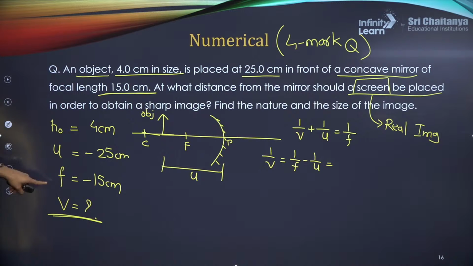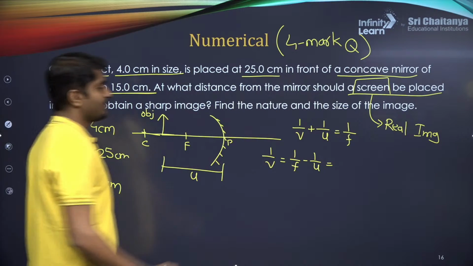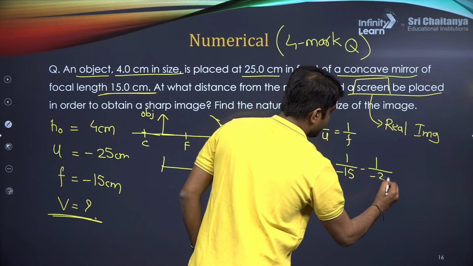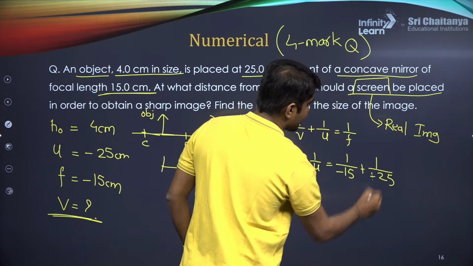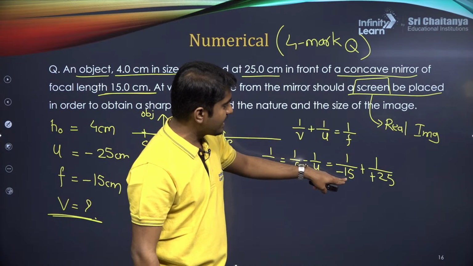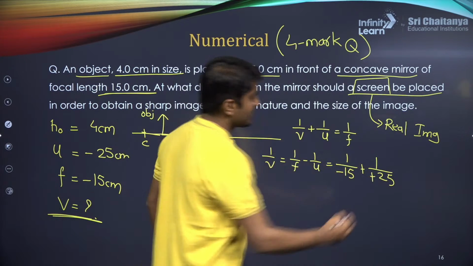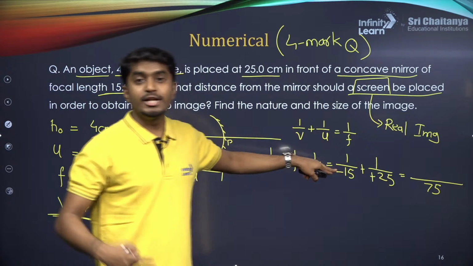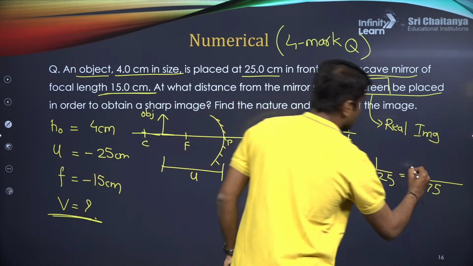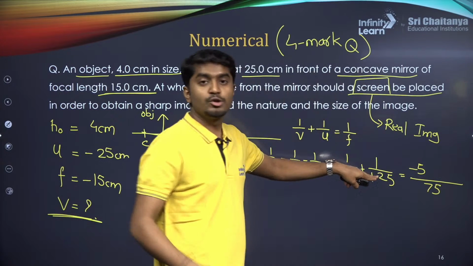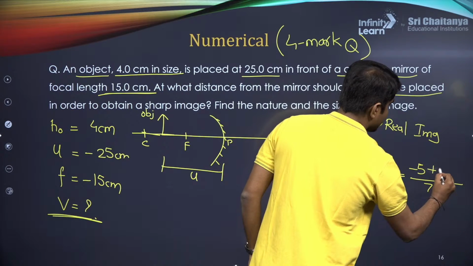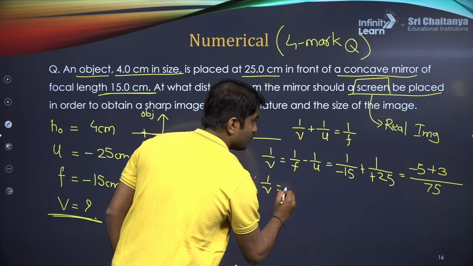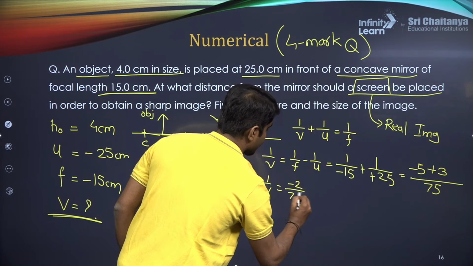Substitute the values. What is F? Minus 15, U is minus 25. 1 by V is equal to minus 15 minus minus 25. So this minus minus would be plus. What is the LCM of 25 and 15? It is 75. So LCM is 75. 15 into 5 will give you 75, so which is minus 5, and 25 into 3, so that would be plus 3. So 1 by V is equal to minus 2 by 75.